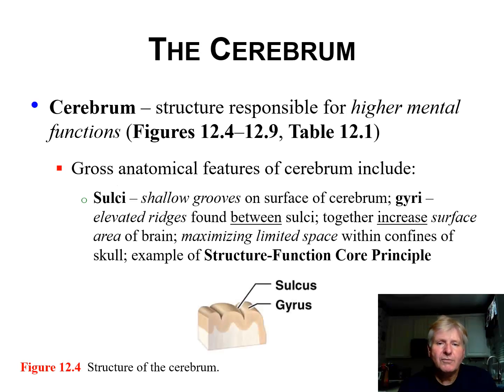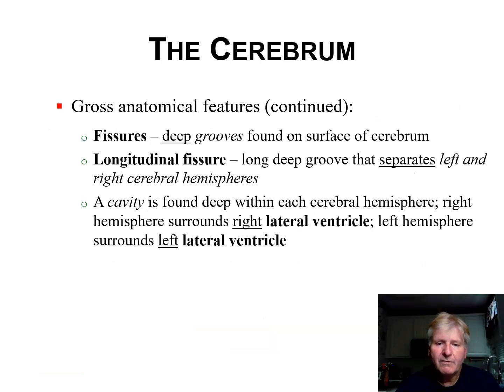Okay, the surface of the brain is going to have unique features. The cerebrum, of course, is the structure responsible for all of your higher mental functions. And some of the gross anatomical features include these grooves and ridges called sulci and gyri, or gyrus for singular. Sulci are the shallow grooves on the surface of the cerebrum, and a gyrus is an elevated ridge between the sulci.